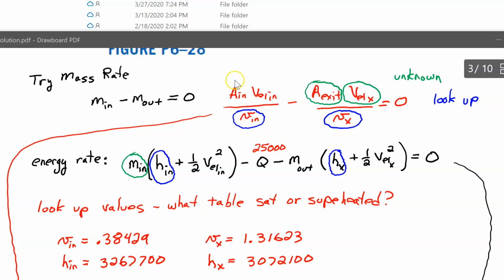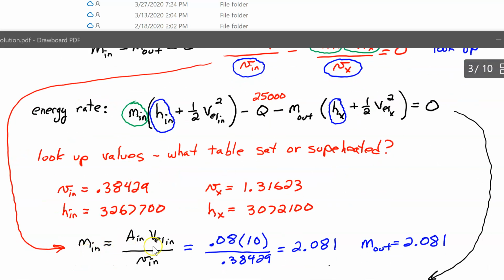Okay, we don't really need an equation, I guess. What I'm going to do is take this piece right here and set it equal to the mass in. So I guess you can count that as another equation. The mass in is equal to the area times velocity. 1 over the volume is the density. So this is density times area times velocity, which we've seen before.